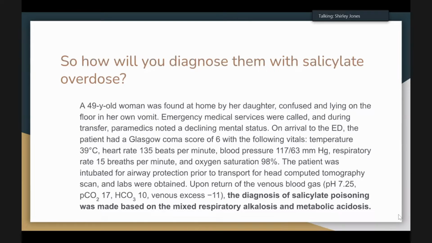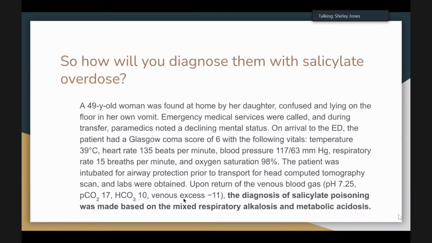On arrival to the ED, the patient had a Glasgow coma score of 6 with the following vitals. She has a fever, she's tachycardic, her blood pressure is normal, respiratory rate is 15 breaths per minute, but she's intubated. Oxygen saturation is 98%. Upon return of the VBG, her pH is 7.25, PCO2 is 17, bicarb 10, base excess negative 11.